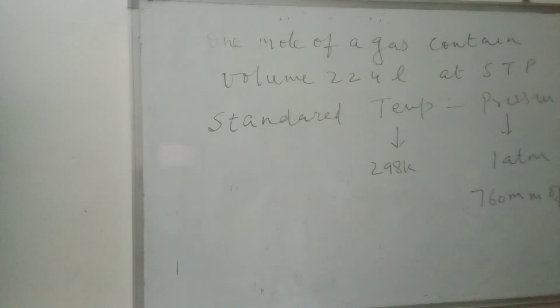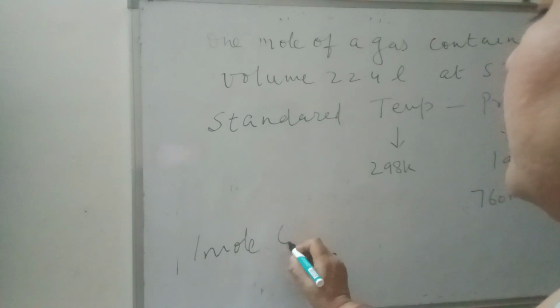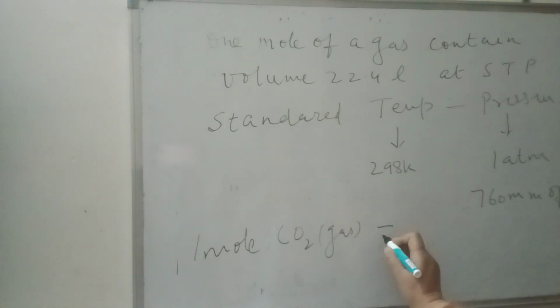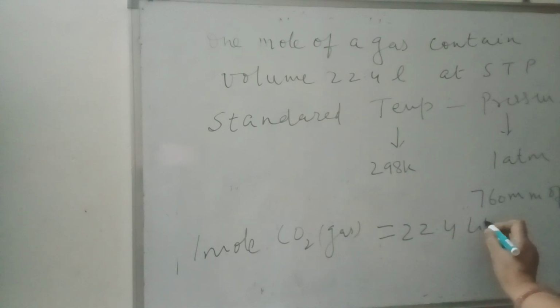When there is 1 mole of gas, it is containing volume equal to 22.4 liter at STP. For example, 1 mole carbon dioxide gas. Carbon dioxide is solid also and gaseous also. 1 mole carbon dioxide gas is equal to 22.4 liter volume at STP.